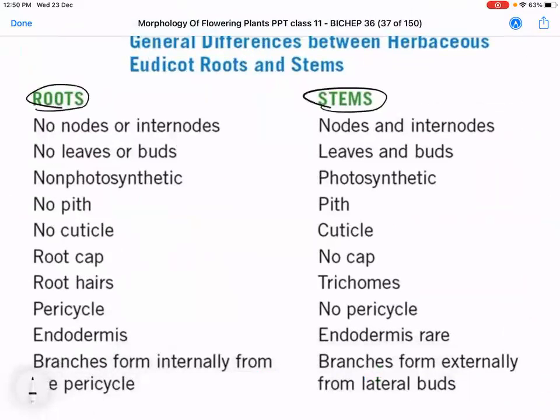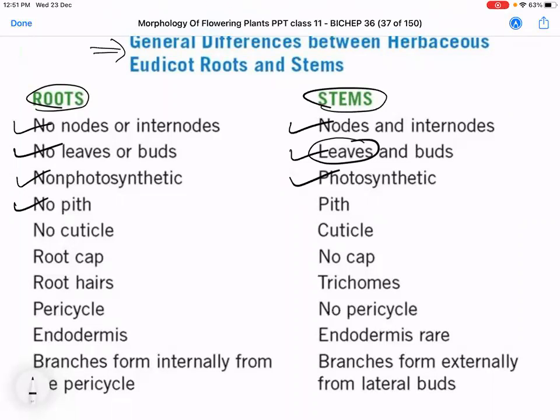So in roots or stem, these are the general differences between herbaceous, eudicot, roots and stem, or that is dicot. So in root, there is no node or there is no internode. We know the meaning of node or internode. And in stem, they have nodes and internodes. This is the first difference. Second difference, root generally do not have leaf or buds, whereas stems are having leaf and buds onto them. Roots are non-photosynthetic. They never follow the photosynthesis, whereas stem can be photosynthetic because they have leaf on them, which is doing the process of photosynthesis.